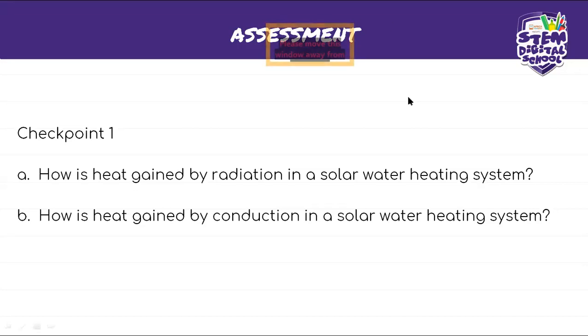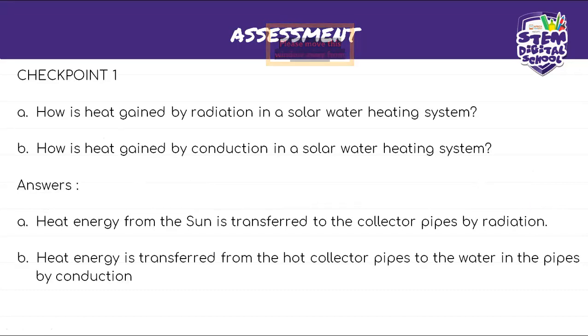So now, some of you have written about it, one sentence long. The question is, how is heat gained by radiation in a solar water heating system? Some of you have done well by submitting it. Here we're looking at how radiation, a form of heat transfer, is used by the solar water heater to heat the water. And B is the same thing: how does the solar water system use conduction to heat the water in it? Now let's see your answers, whether you are correct.